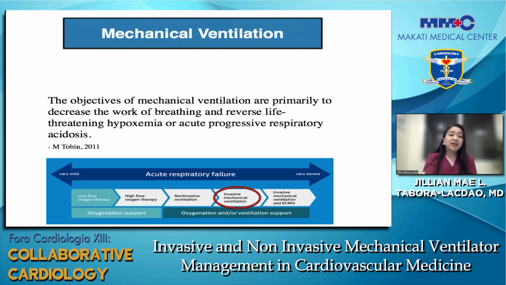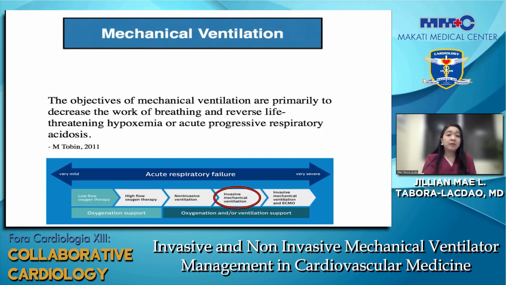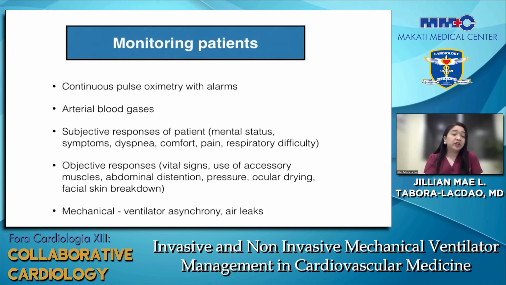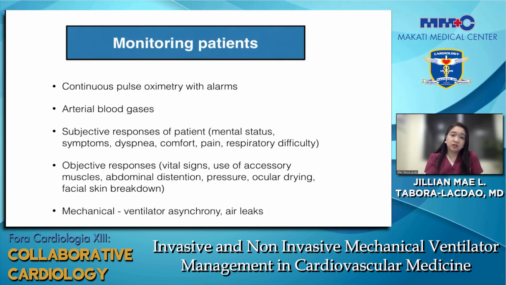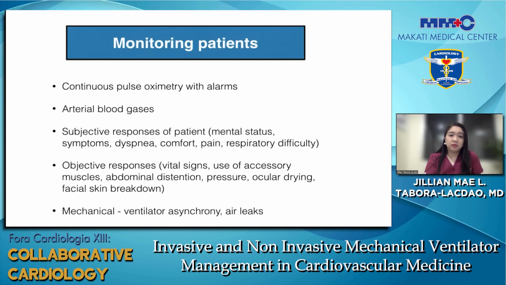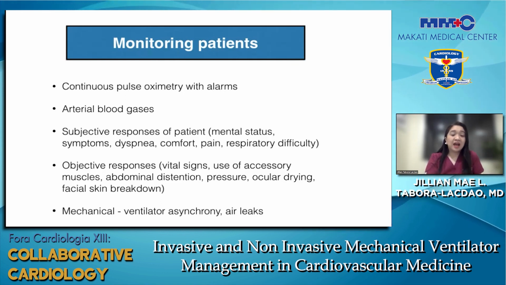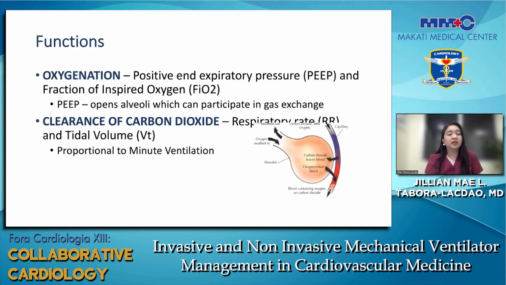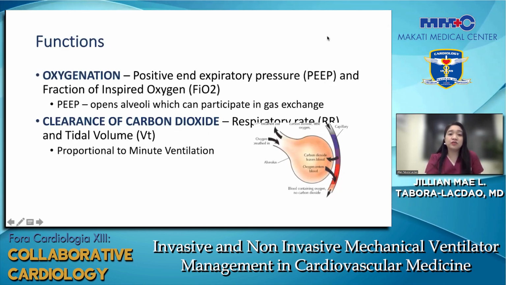So in mechanical ventilation, the objectives are primarily to decrease work of breathing and reverse life-threatening hypoxemia or acute progressive respiratory acidosis. So these are the parameters on how you monitor them. You check the pulse oximetry with alarms, check the blood gases, the subjective and objective responses, and check the mechanical side for any ventilator asynchrony or air leaks. Of course, the function is for oxygenation and clearance of carbon dioxide.